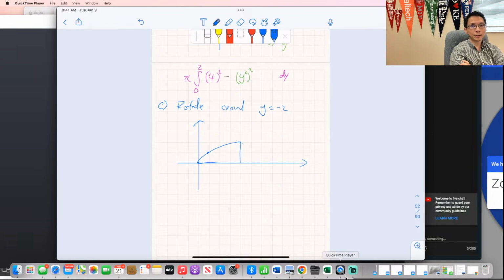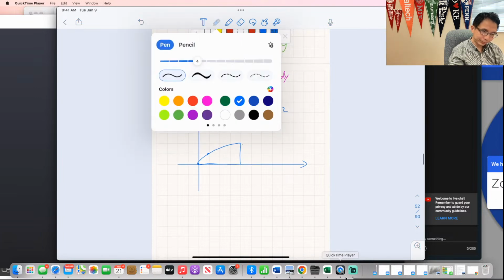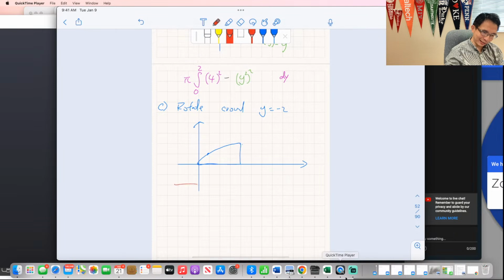Okay, so hurry up. Y equal to -2. The boundary is. First of all, how to draw y equal to -2? The horizontal line. All right, good. Oh, I got it. I'm gonna use red since I cannot use black.